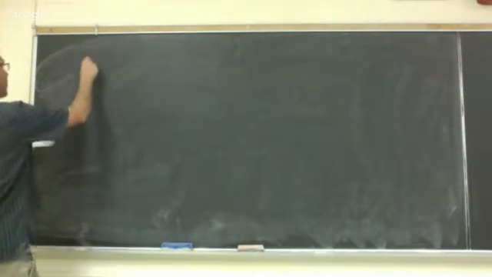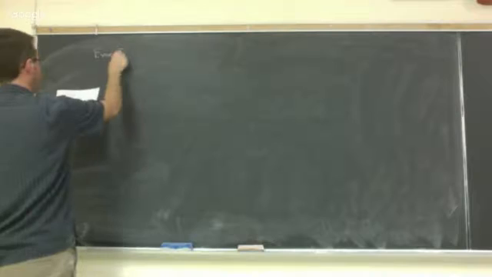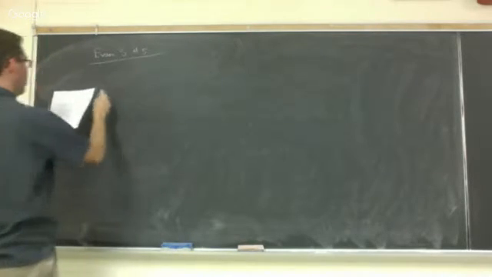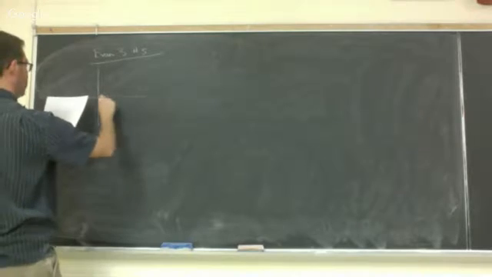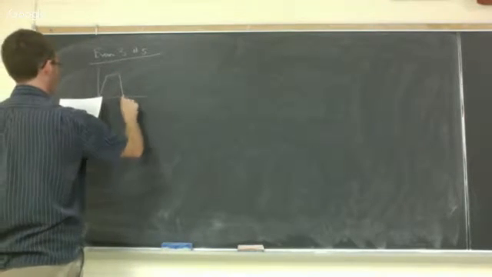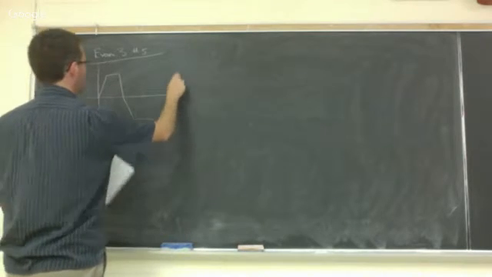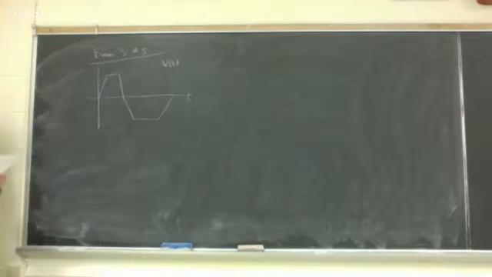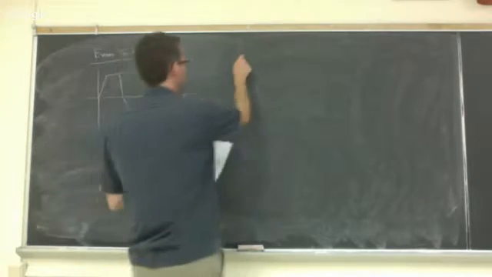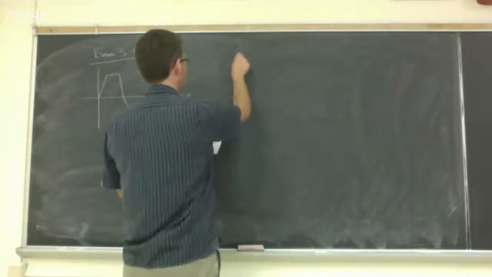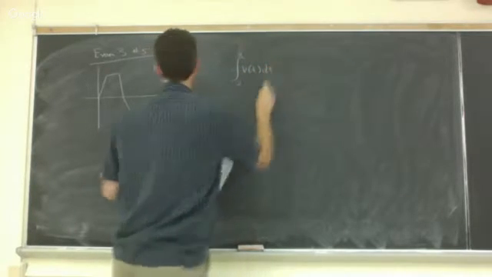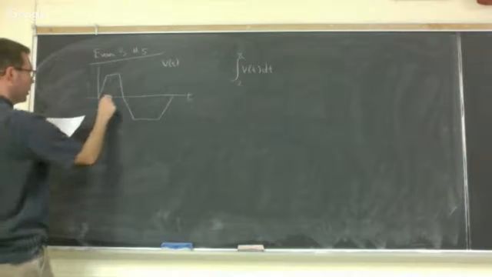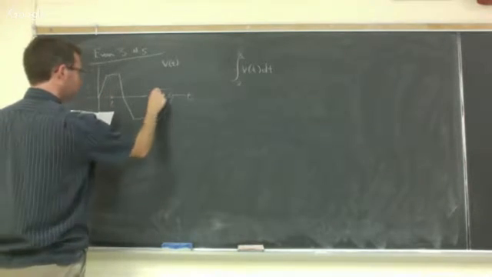Okay, so this problem, we started with a graph of the velocity. So this is exam 3, problem 5. We have a graph of my velocity, and we did an integral from 2 to 8 of my velocity, which corresponded to here to here.